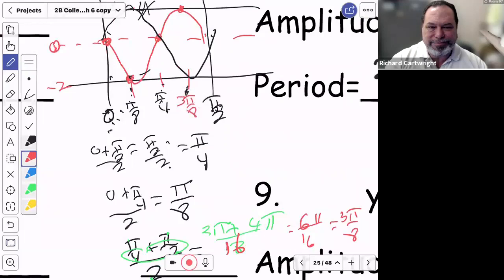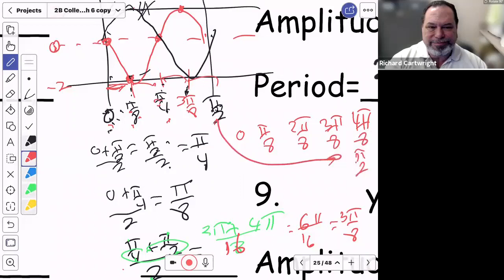Check this out though. 0, add pi over 8. Add another pi over 8. Pi over 8 plus pi over 8 is 2 pi over 8, reduces to pi over 4. So if you think about it, it was 0, 1 pi over 8, then 2 pi over 8, then 3 pi over 8, then 4 pi over 8. This distance is always the same. Pi over 8, another pi over 8, another pi over 8, another pi over 8. And 4 pi over 8 is the same thing as pi over 2, which is what I had written here, see? There's a lot of ways to look at that, okay?